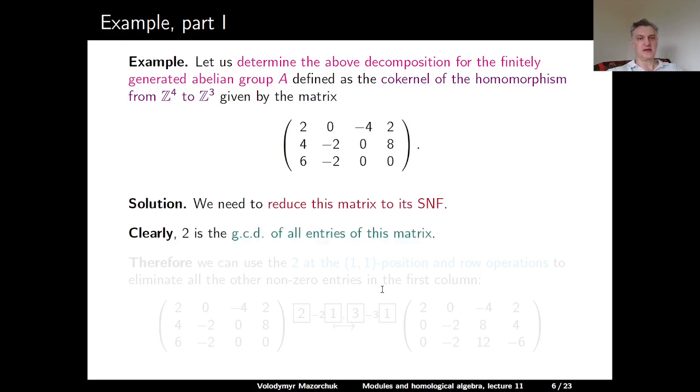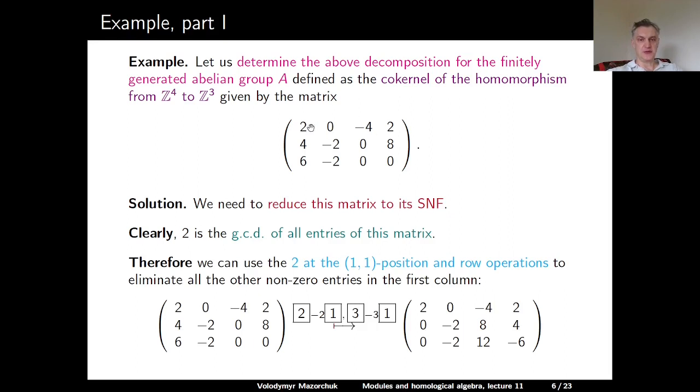Clearly, just looking at the matrix, we see that 2 is the greatest common divisor of all entries of this matrix. So we can use the element 2 in position 1, 1 to eliminate all other elements in the first column. So we take the first row of our matrix, multiply with -2, and add to the second row. And then we take the first row, multiply with -3, and add to the third row. And in this way, we eliminate all other elements in the first column. So our new matrix is 2, 0, -4, 2, 0, -2, 8, 4, 0, -2, 12, -6.